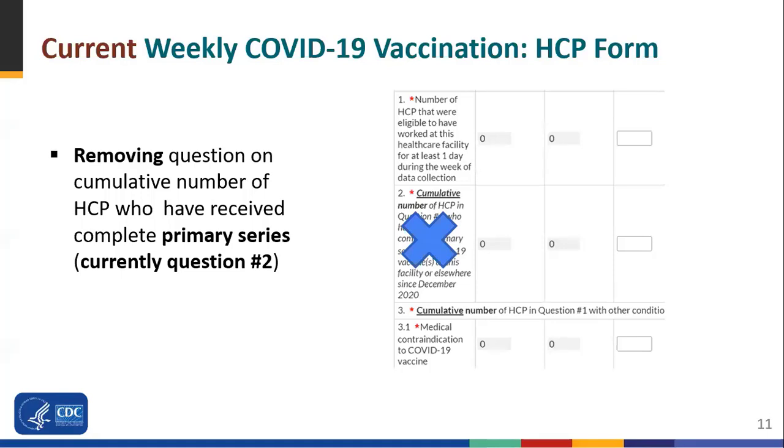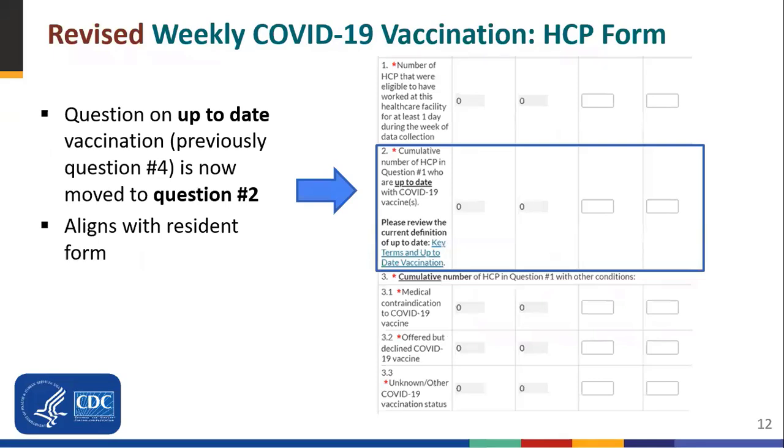So now we'll look more closely at the specific changes. This slide highlights that we are removing the question on the cumulative number of healthcare personnel who received complete primary series, which is question number 2. The question on up-to-date vaccination, which was previously question 4, is now moved to question 2. And as mentioned before, this mirrors the data collection form for long-term care residents.